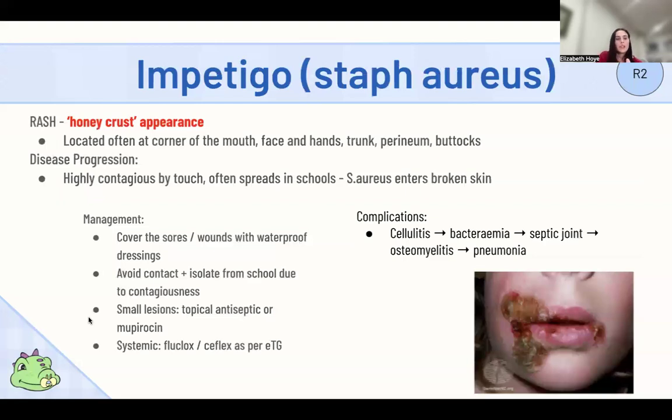The management is really to minimize the spread of infection. So to avoid contact, stay home from school, and then also cover the sores and wounds with dressings. For smaller lesions, you should put a topical antiseptic or mupirocin. And then for more systemic treatment, it's Fluclox or Keflex. And it's important to watch out for any complications, because obviously Staph aureus can become a systemic infection.